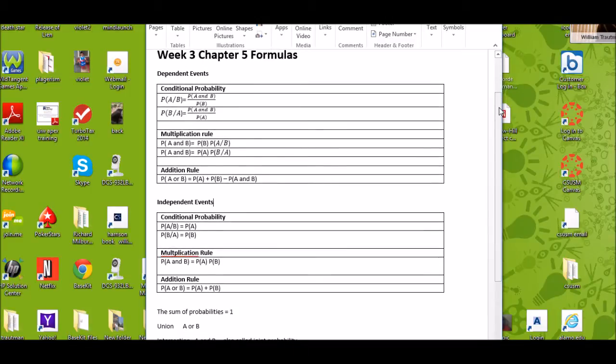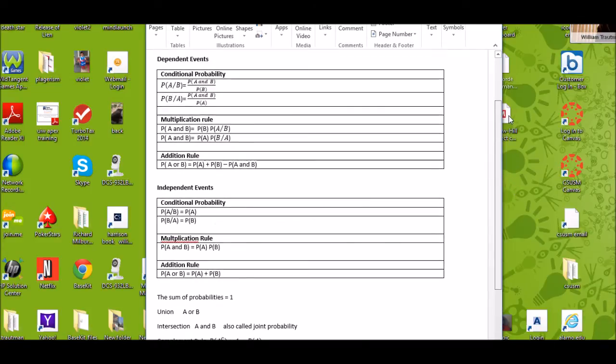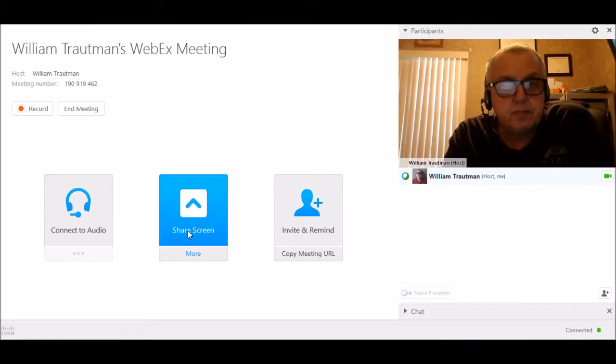It's pretty much all the formulas in chapter 5, everything you'll need to do the probability assignments as far as the math portion goes. Okay, so let's get this show going.